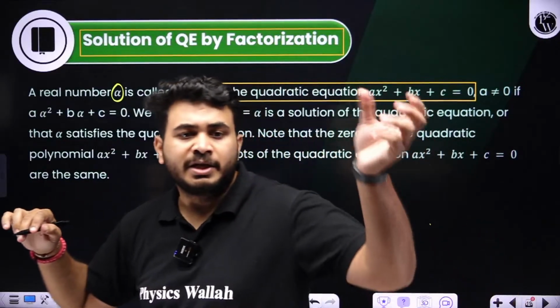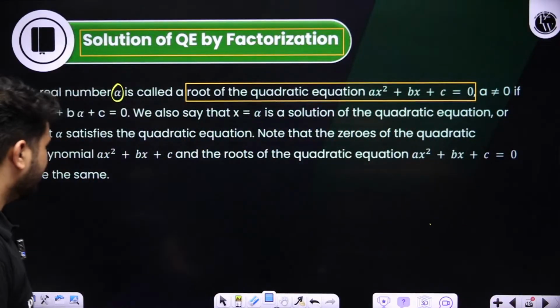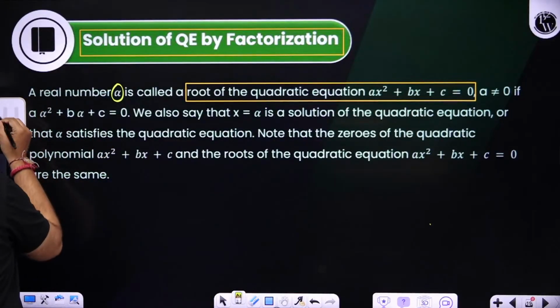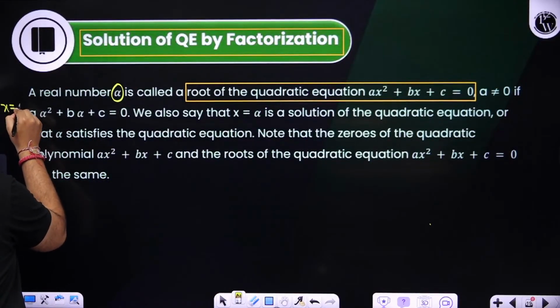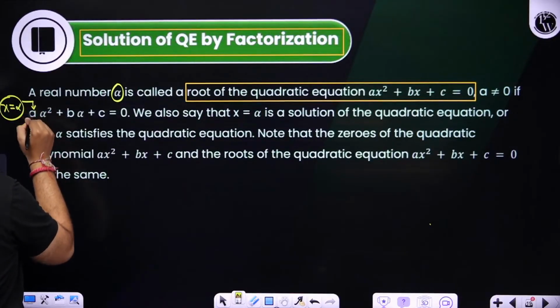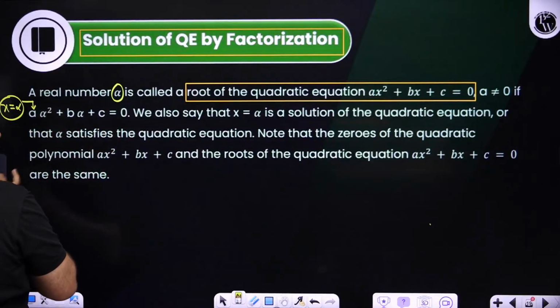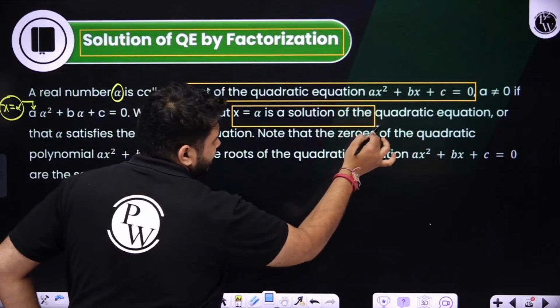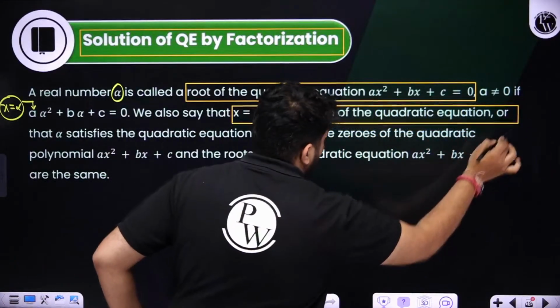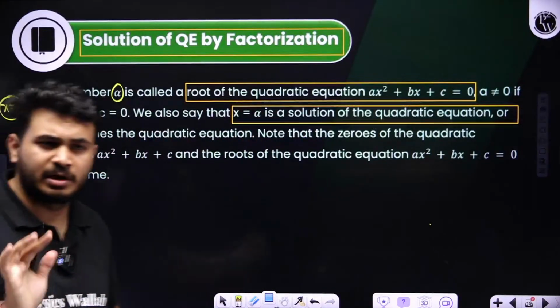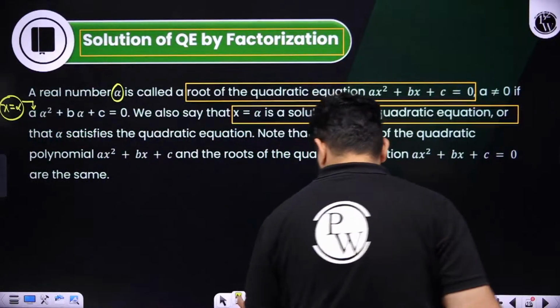If instead of x you take x equals alpha, and if you substitute it in the equation and it becomes equal to 0, then we say that x equals alpha is a root of the equation, or we also call it a solution of the quadratic equation. Clear? For example, look.